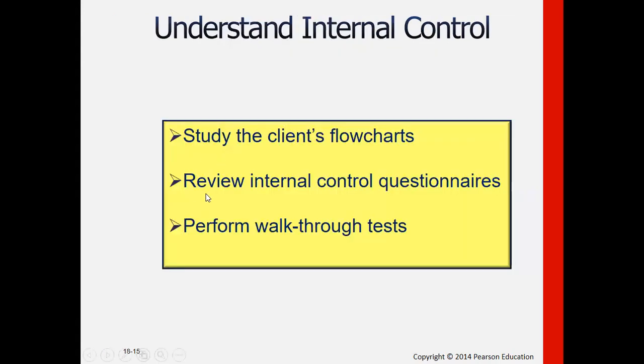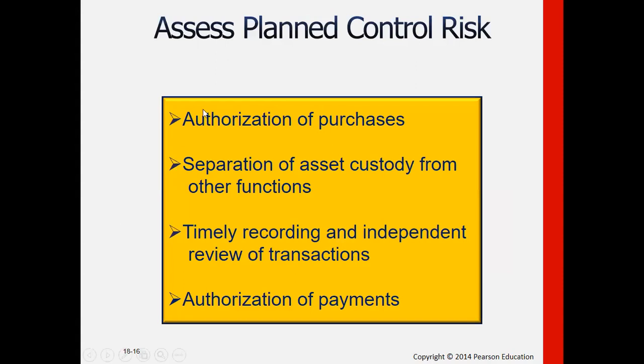Okay, so we have to understand internal control as well. We have to study the client's flow charts, then the questionnaires, and we do walkthrough tests. So we really have to check their processes by doing our own reperformances. We also have to assess the planned control risk in that the internal controls present cannot detect material misstatements. So authorization, these are now our incompatible tasks, duties, and responsibilities. Authorization of purchases, then the custody of the asset should be separated from the other functions, namely the C, R, and E. We have the custody, authorization. A, of course, is authorization here.